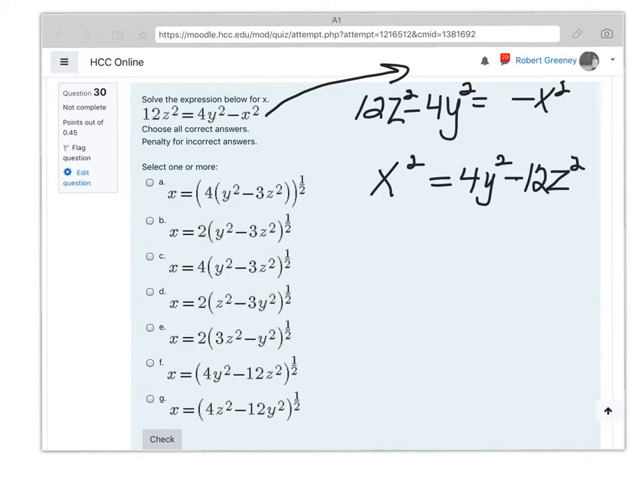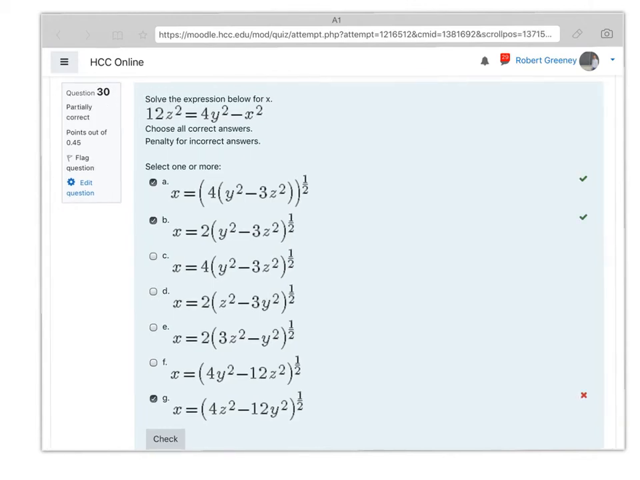Unless there's another one hidden in there, let me look. Oops, I got one of them wrong. I wasn't looking carefully. I mixed up the y and the z, right? It should be f, not g. I said it was g. So this is the correct one.